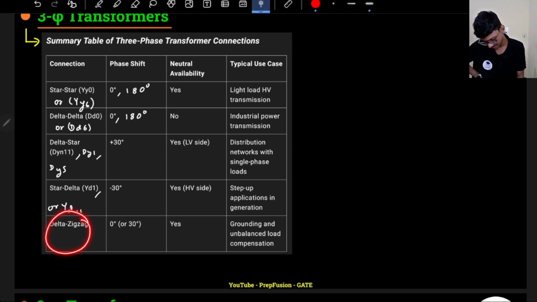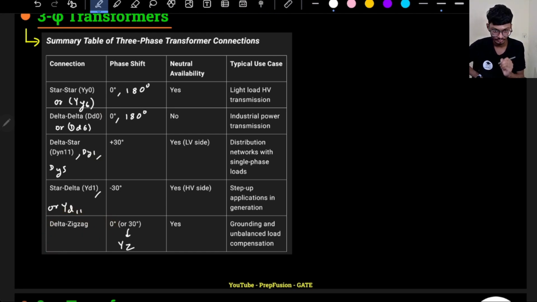Delta zigzag will provide 0 degree, and star zigzag will provide 30 degree. So these are the features. Basically whatever we have discussed, I have summarized everything.